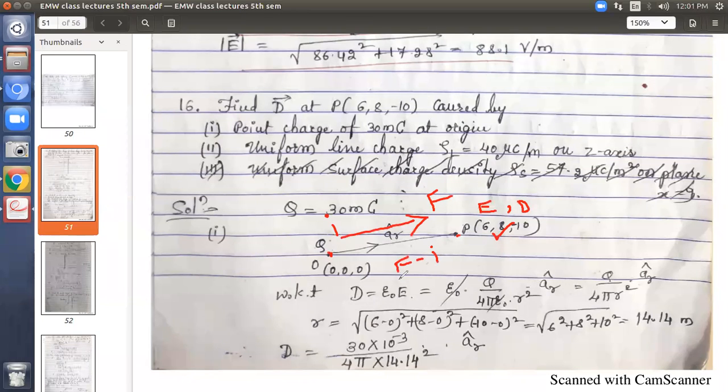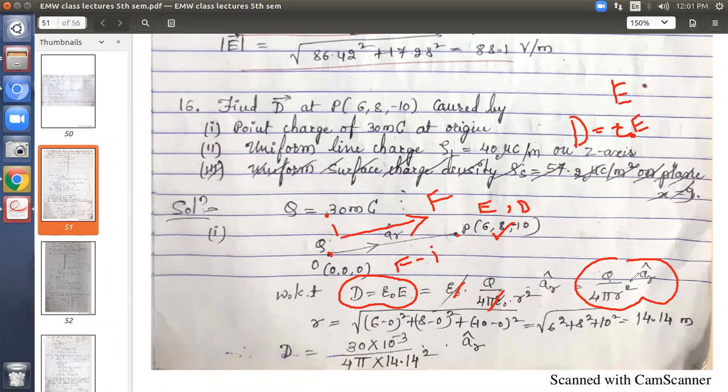What I have done here, directly मैंने calculate किया है D equals epsilon naught into E. So epsilon cancel हो जाएंगे, Q by 4 pi r square इतना बच जाएगा. But no doubt आप क्या करो, you go for पहले field calculate करो, उसके बाद आप D equals epsilon naught into E करो. आपको anyhow मेरा जो answer आया है आपका भी answer same ही आएगा. Okay, whatever method you follow.